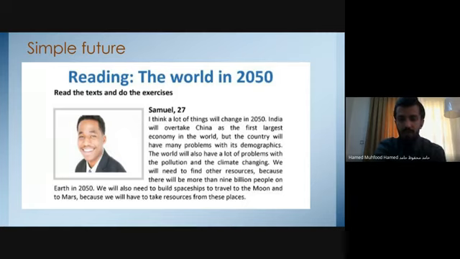So these are all sentences in the future tense, right? So now concerning Samuel, according to what he says, what will the world look like in 2050? According to what he says.